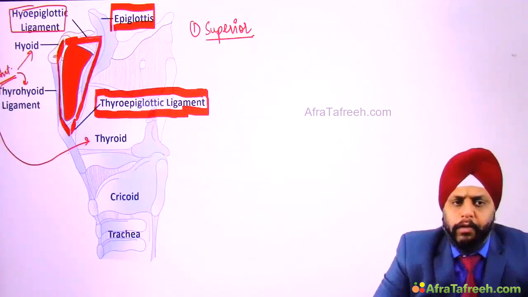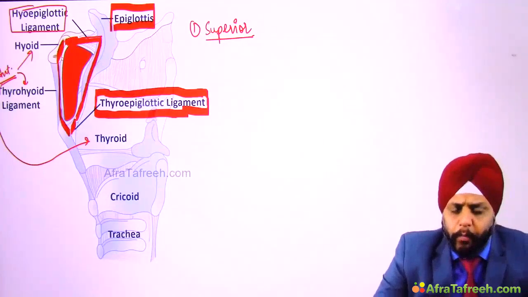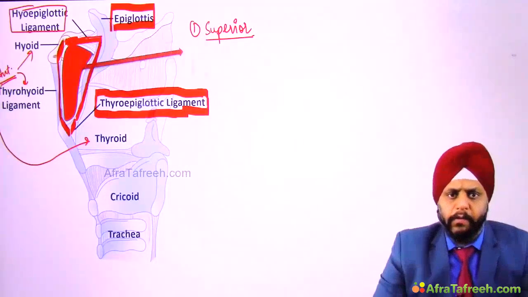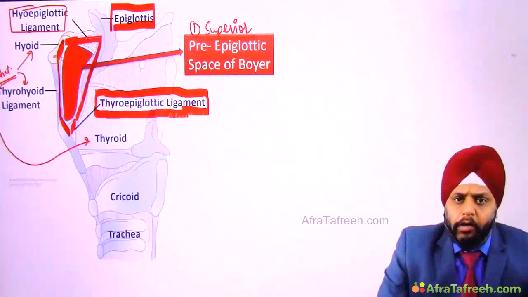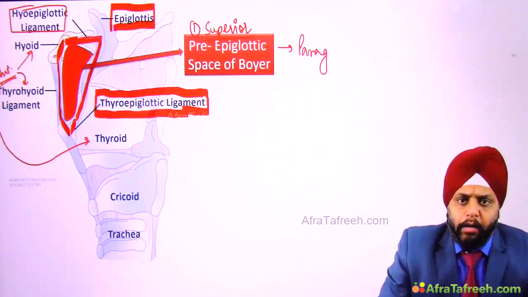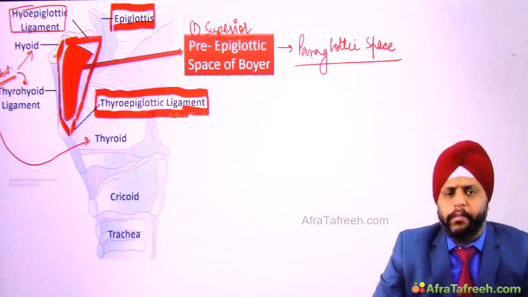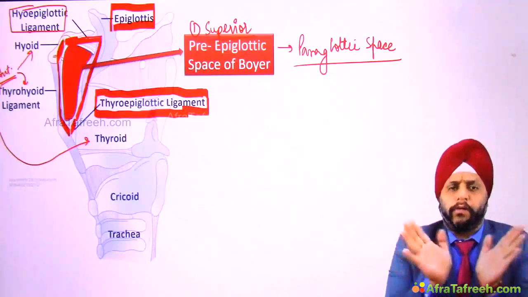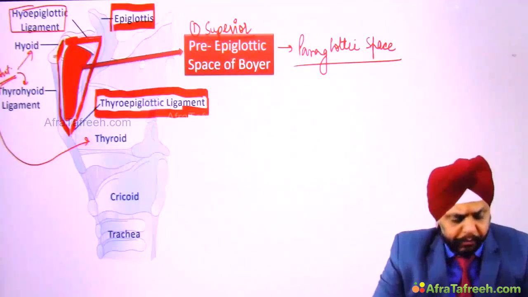And number three, we have the small part of thyroid cartilage. Now, the point to remember over here is that this pre-epiglottic space of Boyer is open laterally. It is open on the two sides, where it communicates with the paraglottic space. We will discuss the paraglottic space in some time. So just remember that this pre-epiglottic space of Boyer is open on the two sides, where it communicates with the paraglottic space. Right?